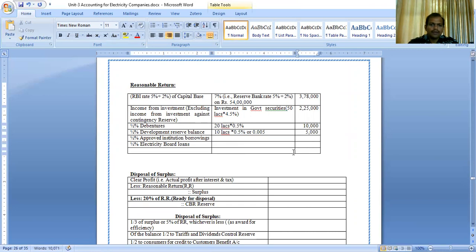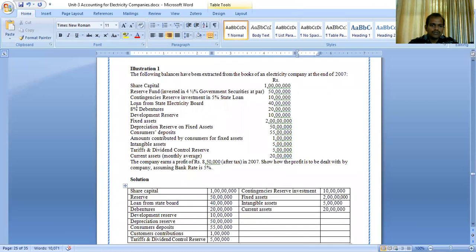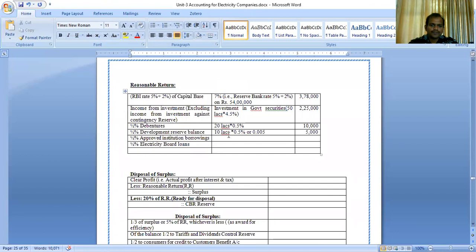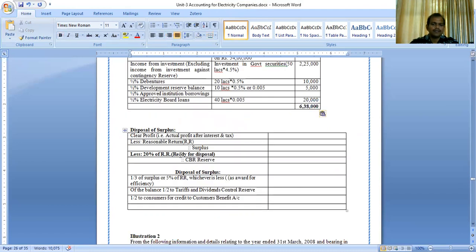And loans. Loan from state electricity board, 40 lakhs. 0.5 percentage on 40 lakhs comes around 20,000. So totally it comes around 6 lakhs 38,000 as a reasonable return.